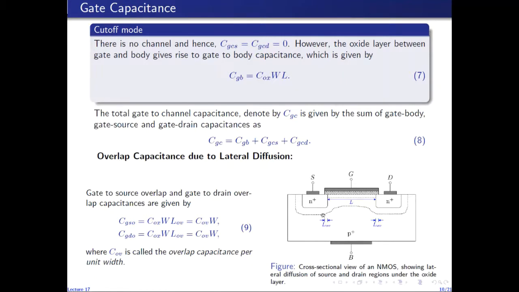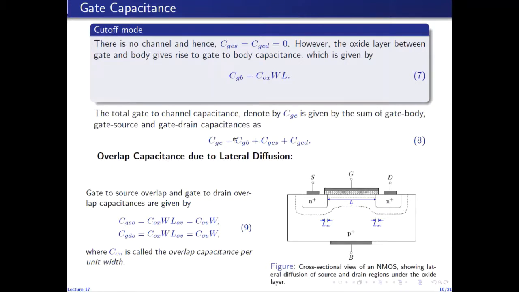So the overlap capacitance for the overlap between gate and source and gate and drain, these capacitance values are given by Cox times the area. Because Cox is the capacitance per unit area, it is given by Cox times the area of the overlap, which is W times LOV. And it is also commonly expressed as COV times W, where C subscript OV is the overlap capacitance per unit width of the device.